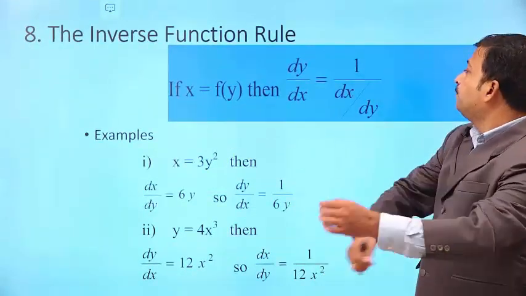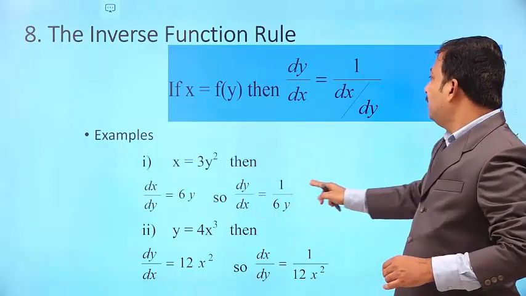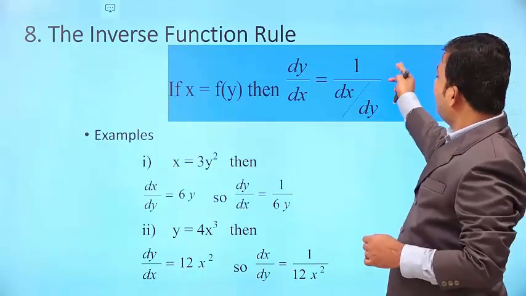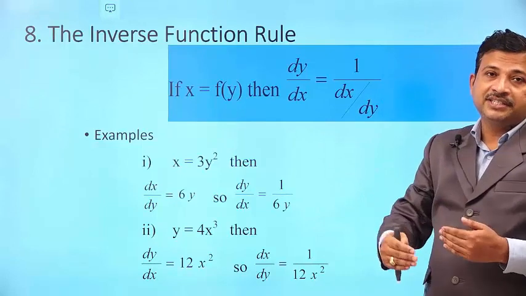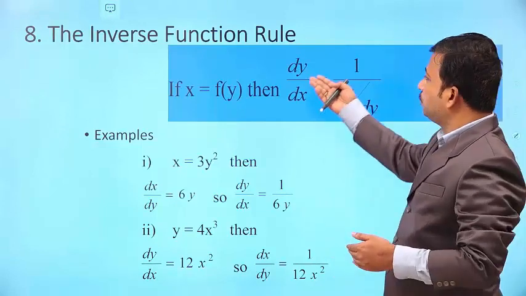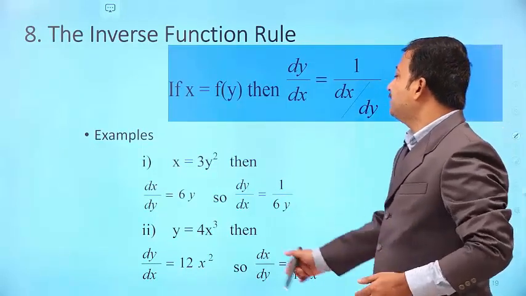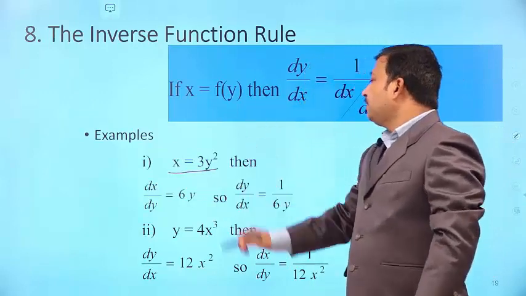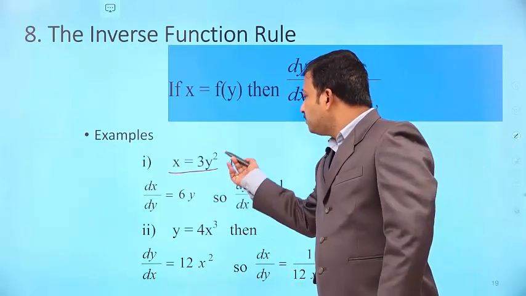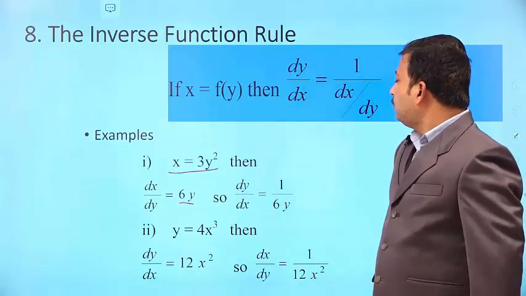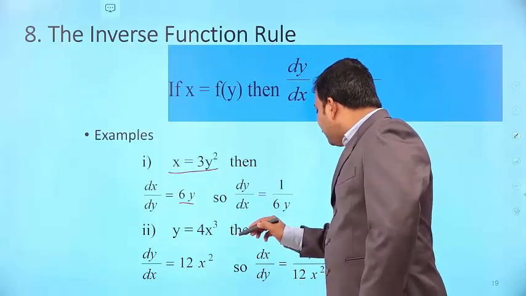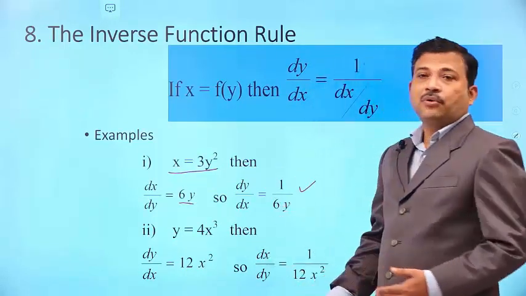Now see the inverse function rule. So if x equal to f of y, then dy by dx equal to 1 by dx by dy. Just reciprocate it. That is nothing but your inverse function rule. For example, let us take x equal to 3y square. Then dx by dy equal to how much? 6y. If dx by dy equal to 6y, then dy by dx equal to how much? 1 by 6y. Just reciprocate it.